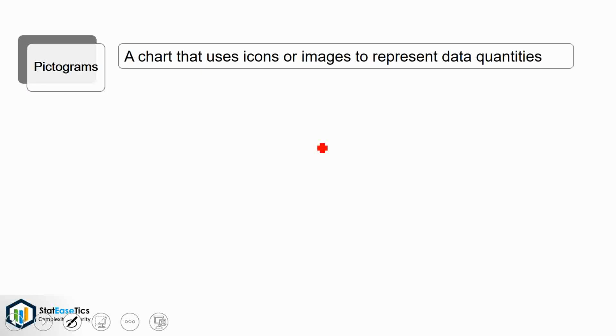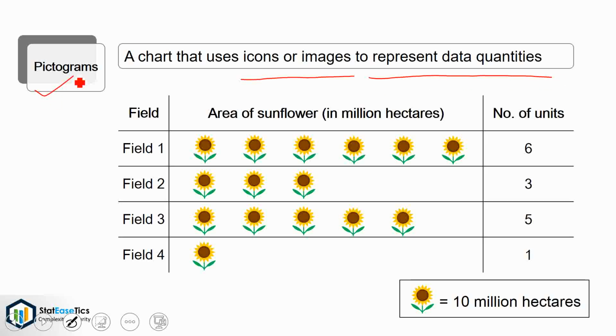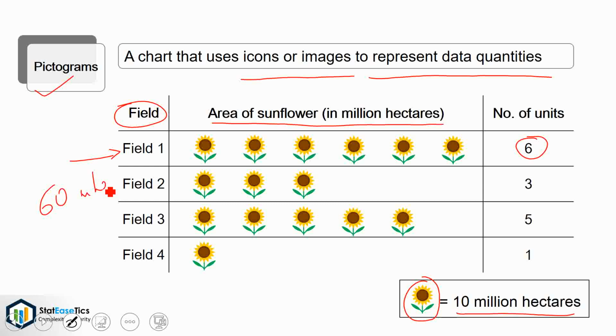A chart that uses icons or images to represent data quantities is called pictogram. Example, using images of sunflowers to show the area of sunflower plants in different fields. Here, one sunflower plant indicates 10 million hectares of area. So, for example, in field 1, 6 units of sunflower means 60 million hectares of area under sunflower crop in field 1.